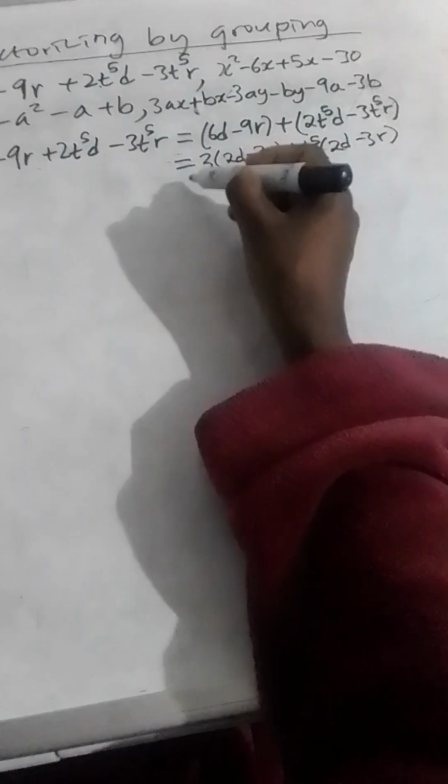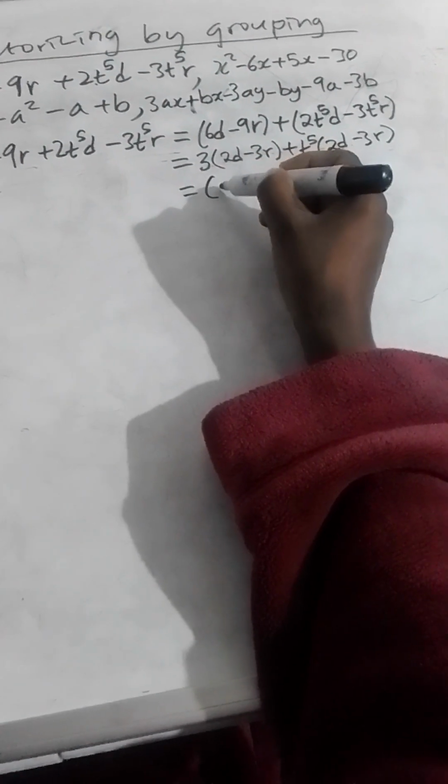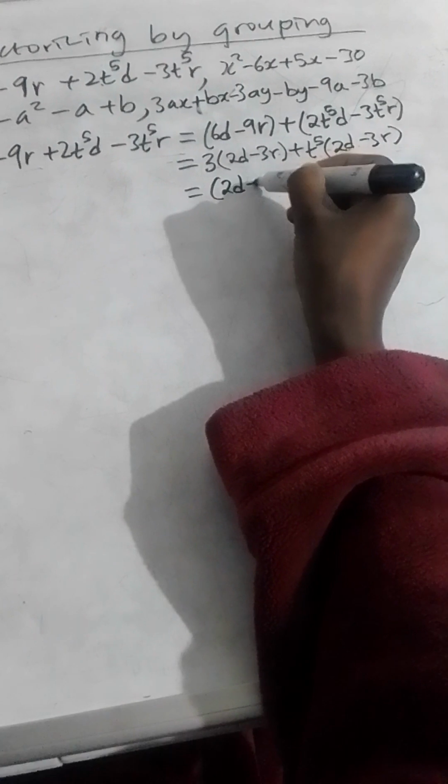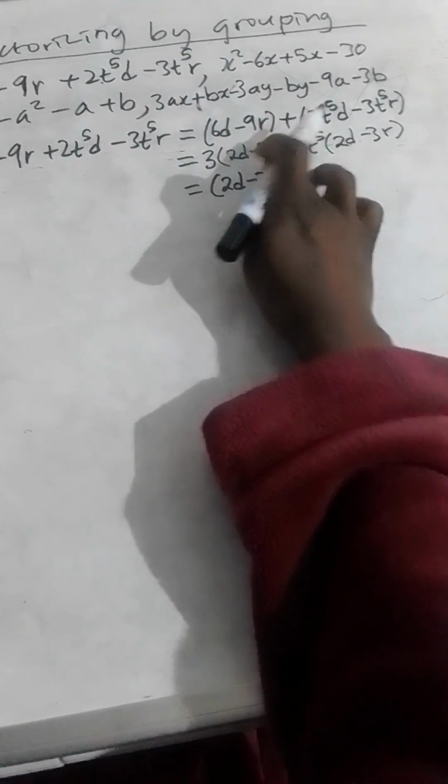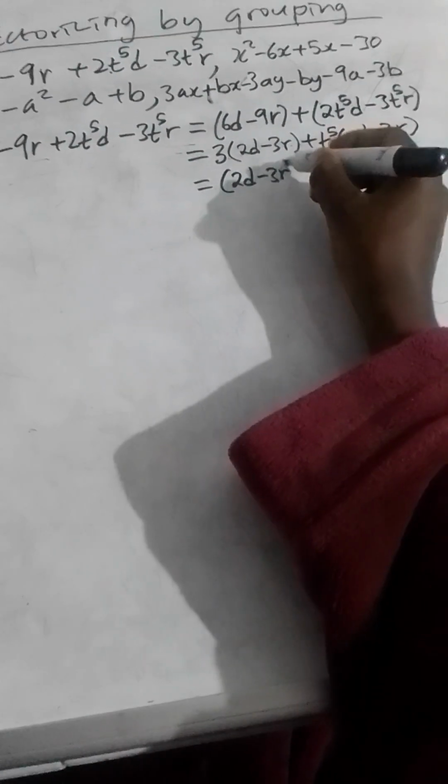Look at this. This is a common binomial factor. So we take it out according to the steps that we do. Remember the steps are what? Group in pairs with common factors, factorize each pair, and then take out the common binomial factor as the highest common factor.